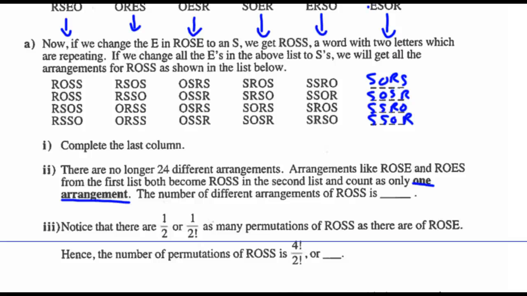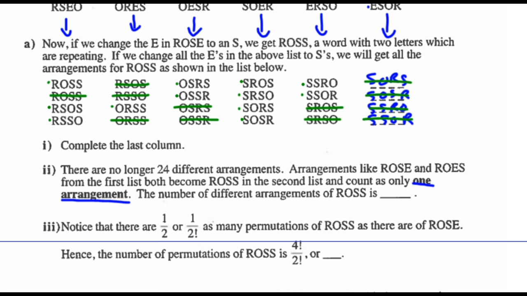Well, let's cross off any ones that appear more than once. So I've got ROSS and ROSS. We don't need that second one. I've got RSOS, and here's another RSOS. So those are good. I've got RSSO, and there's another RSSO. Here's one ORSS. There's another one. We don't need that one. OSRS, and here's another OSRS. Keep going. OSSR, SROS, and SROS is right there. SRSO, SRSO, SORS, that appears here. SOSR, SSRO looks good, and SSOR.